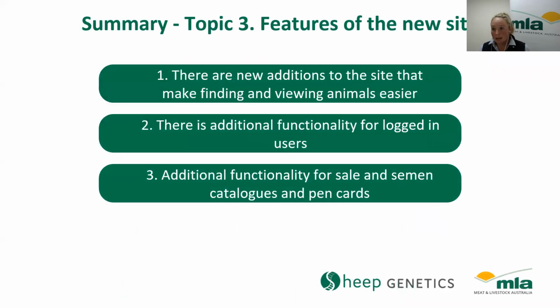So in summary of the new features, we've got some how-to guides if you're still looking to get started, and I'll touch on some other learning opportunities if you'd like to learn more about the website. But really, there's a lot of new additions that make the site easier for finding and viewing animals. We've also got additional functionality that we previously never had for logged in users, as well as additional functionality around creating sale and semen catalogues, and also pen cards for use.